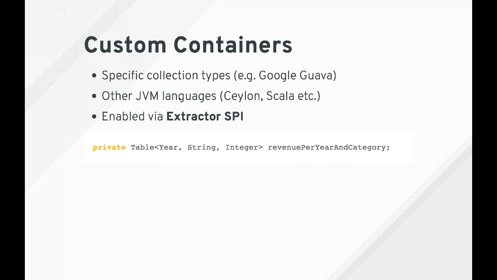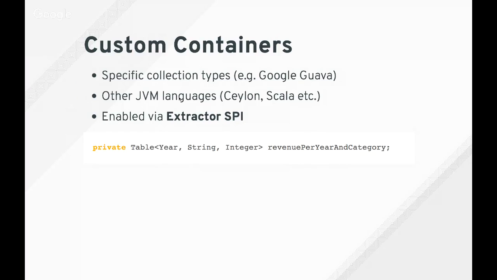Or you could even think beyond Java as a language. You could think of other JVM languages, for instance Ceylon or Scala, which come with their own collection libraries. Ceylon does not use the Java collection library, but it has its own specific collection types. And it would be nice if you could use those constraints for these collection types as well. Of course, Bean Validation as a spec cannot know about all those custom collection types, so we cannot build support into the spec.